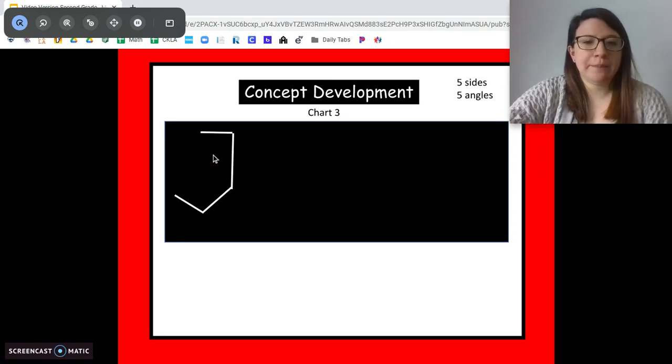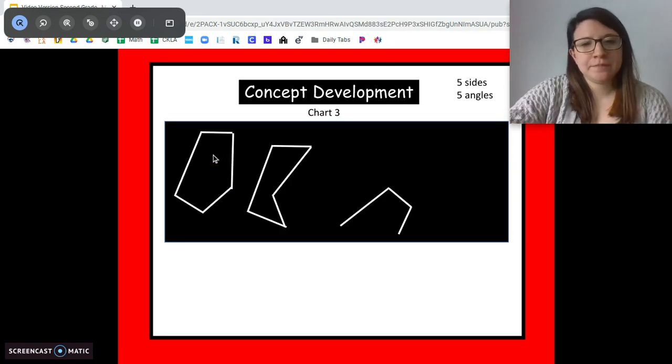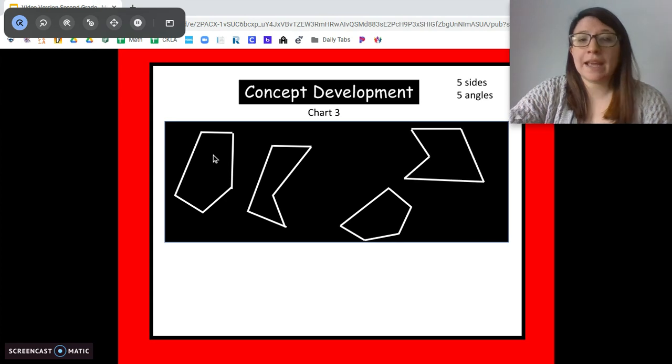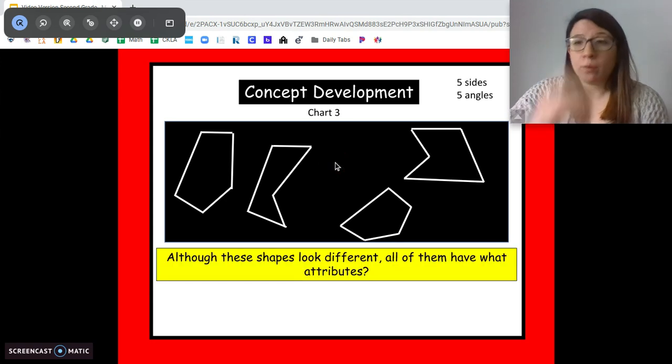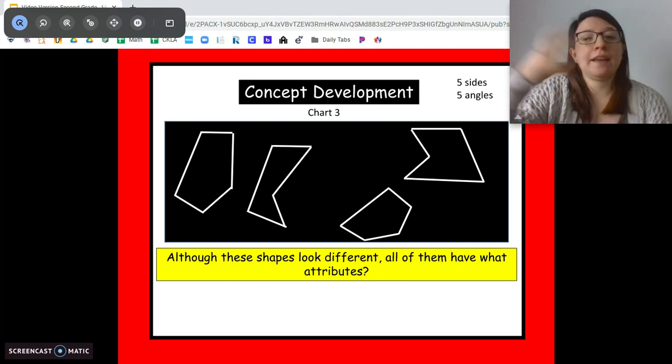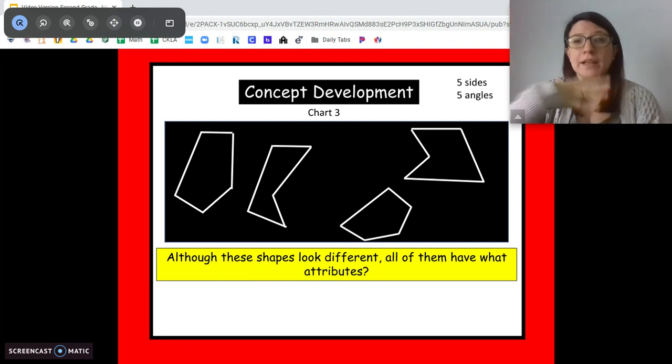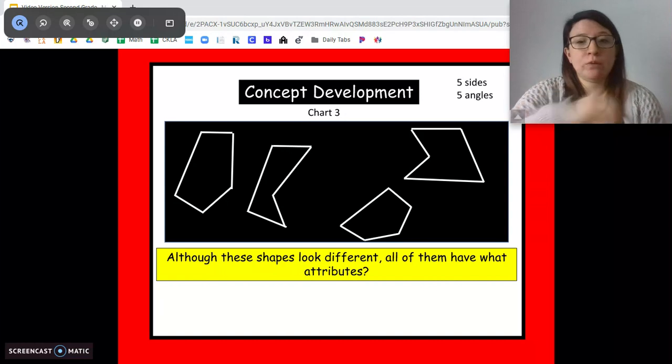All right, let's look at these shapes. Again, they all look different, but I want you to try and find things that are similar about them. So again, talk to me, talk to someone at home about what you notice is similar about these shapes.